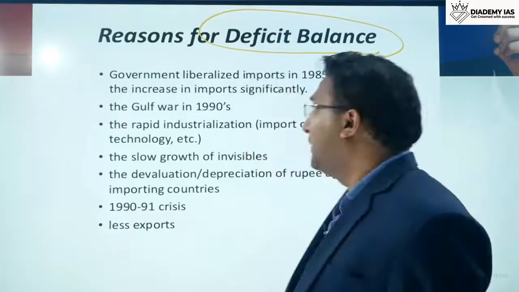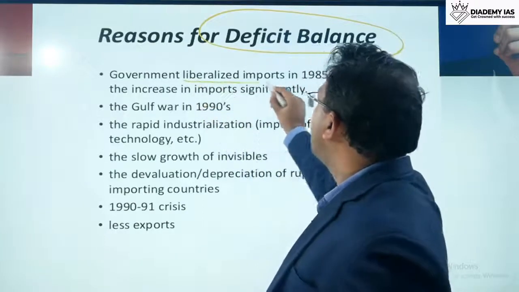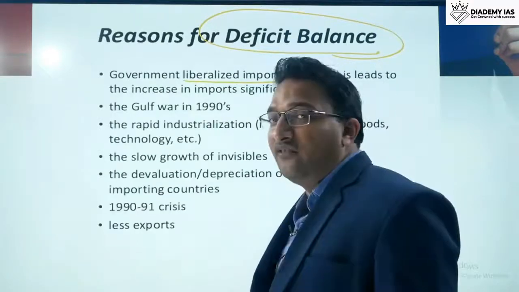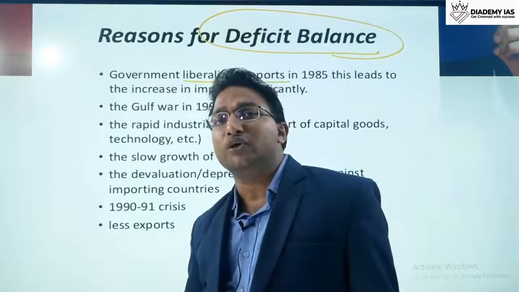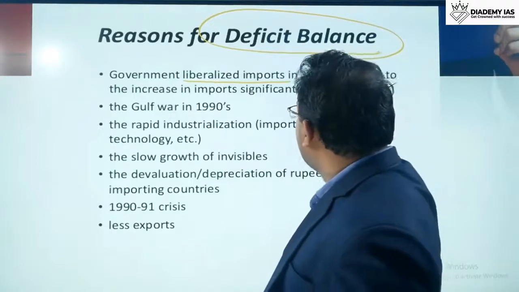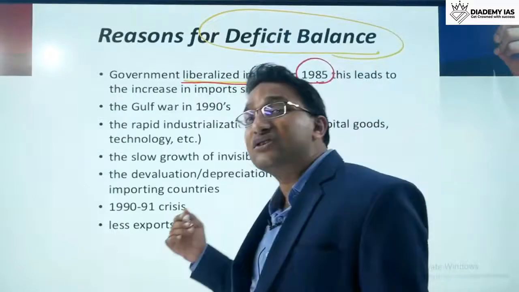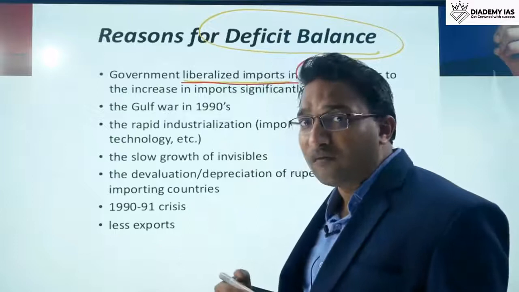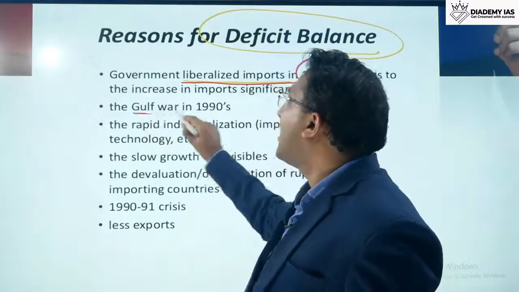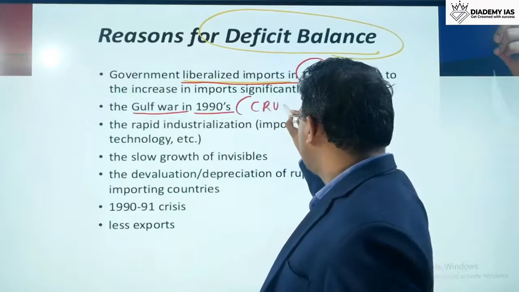Now, what was the reason for the BOP crisis? First of all, the government liberalized imports in 1985, right? As I told you at the start of the session, India used to be a closed economy till 1991, right? But in 1985, the imports were liberalized to some extent. Because of that, the imports increased a lot and we did not have sufficient amount to pay for the import. That is why this balance of payment crisis happened. Second, there was the Gulf War. Because of the Gulf War in 1991, the crude oil prices increased.